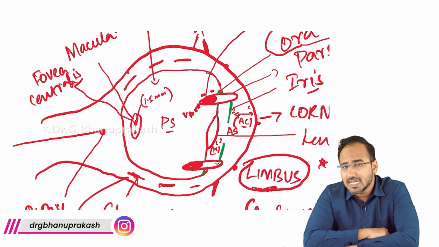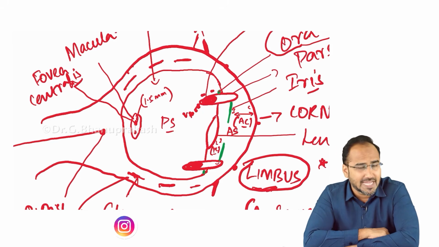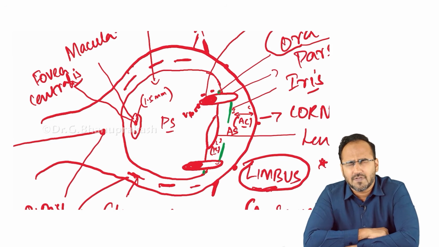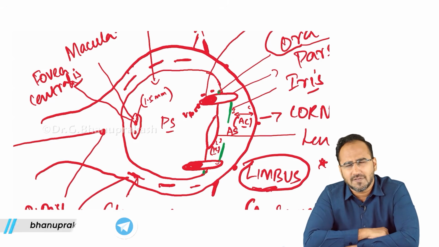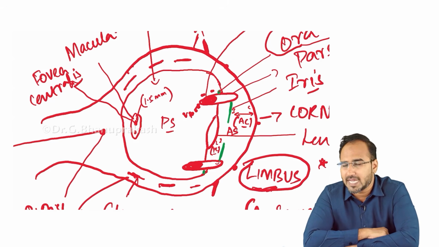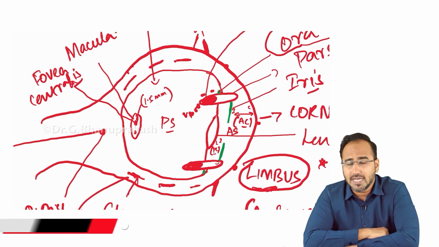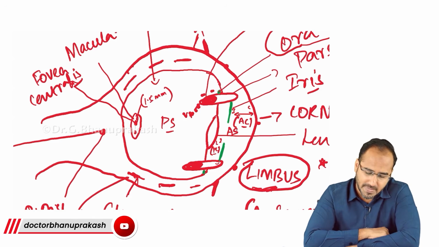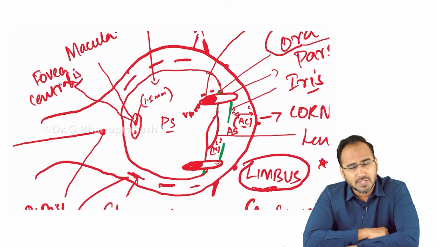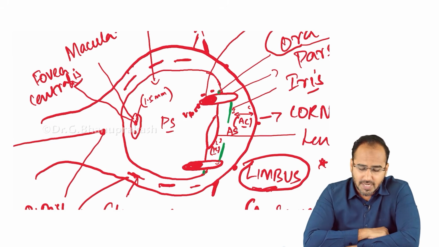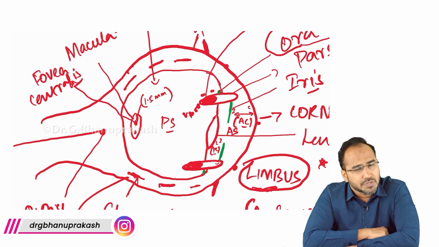In front of the lens is the structure which is called the iris. Come on guys, iris. Where is iris derived from? Iris means SICE. Iris is derived from mesoderm. The mnemonic for structures derived from mesoderm is SICE: sclera, iris, choroid, and E is extraocular muscles. What is the function of the iris? The function of the iris is that it gives color to the eye. Iris is also called the goddess of rainbow. Then I told you the eye is divided into anterior chamber and posterior chamber.